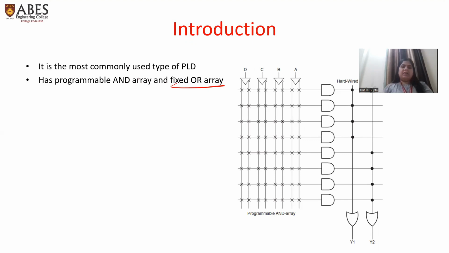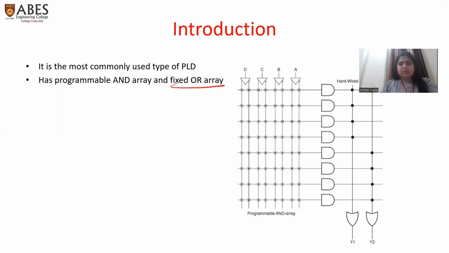In the PLA, you have seen that we are using both the gates in programmable form, but in PAL, we have a fixed OR gate and a programmable AND gate. The advantage of PAL is that because of the fixed OR gate, it is simple. But there is one disadvantage: it is not as flexible as PLA.